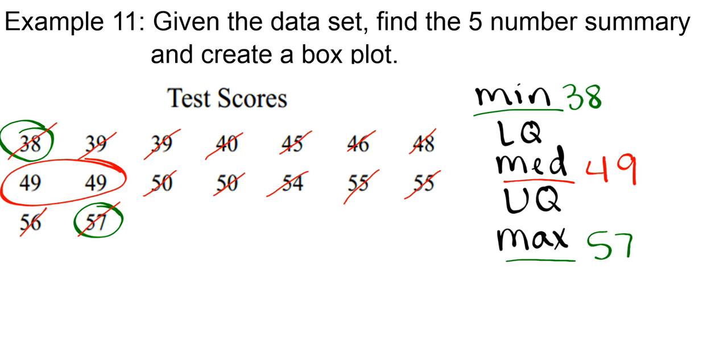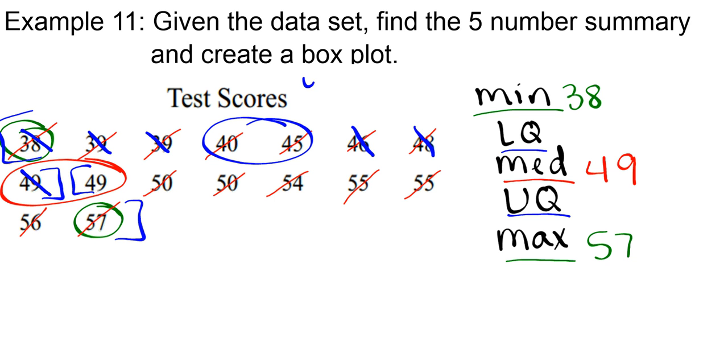But remember, when you do your upper and lower quartile, now I am actually going to include one of those 49s. Because they were not in the median by themselves, they get included in the upper and lower data set. So for our lower, we're going to find the middle of our lower numbers, which we have 2 numbers. So we're going to go ahead and find the average. 40 plus 45 is going to be 85. Then we divide it by 2 because that's how many numbers there were. And that's going to give us 42.5.